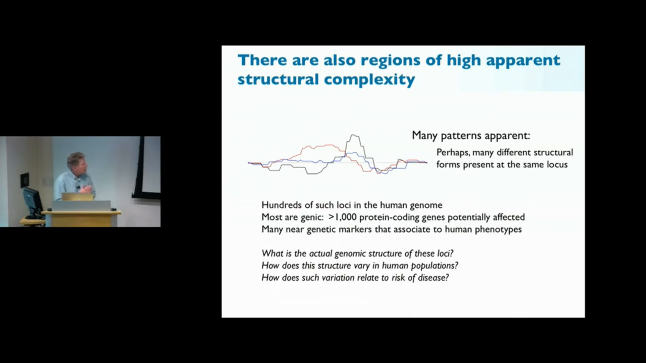And so we became really interested in focusing on this and asking some questions. At these loci where the patterns aren't so clear, what are the actual genomic structures that we're looking at? How is this structure varying in the human population? How many different forms does it exist in, and at what frequencies? And how does it relate to disease? Are these different structures actually driving disease, and are they important for human health?